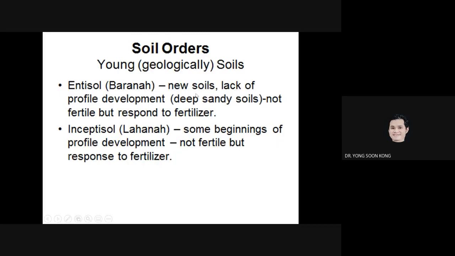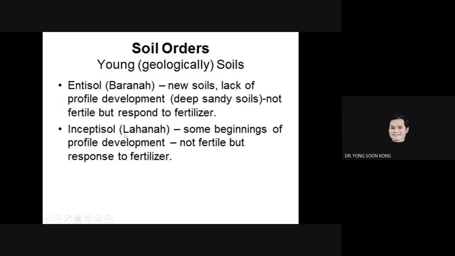Antisol is new soil, so it doesn't have too much nutrient, I would say. Usually new soils don't have too much nutrients, so you add more fertilizers. If not fertilizers, maybe organic matter also can be useful. Insectisol also. So these are the young soils. Usually young soils are due to two things. Number one, it's either not developed, or it has been subjected to human intervention. Now, I'm not sure which one is either antisol or insectisol.